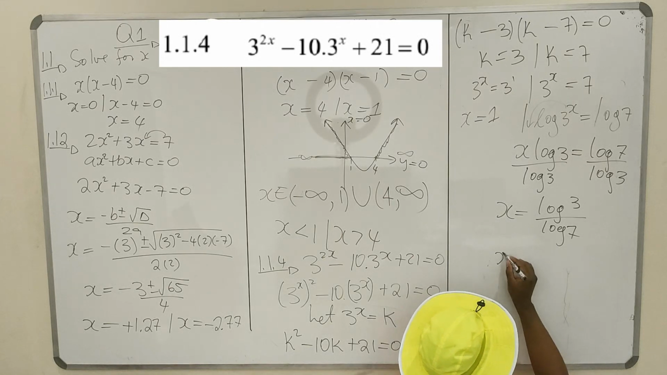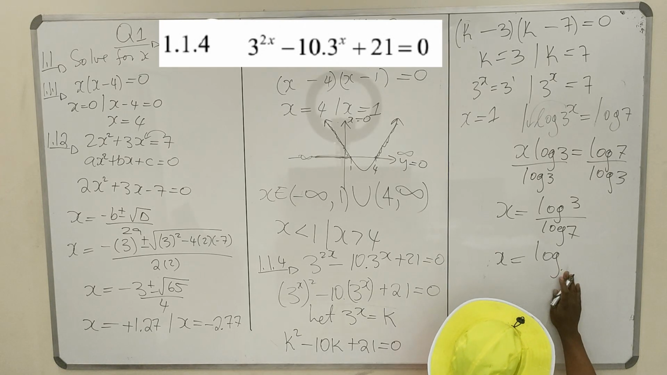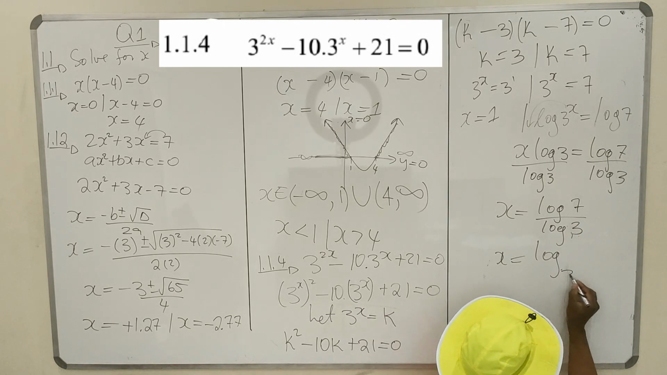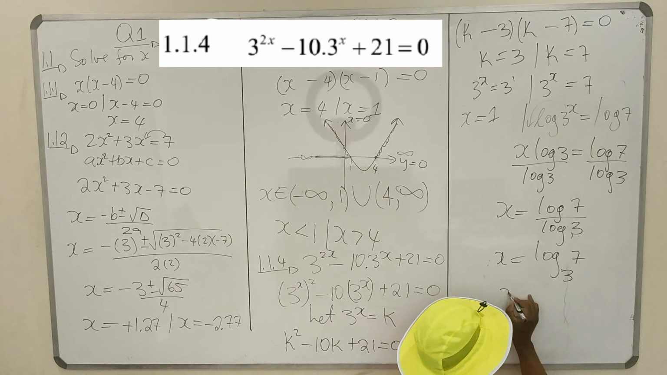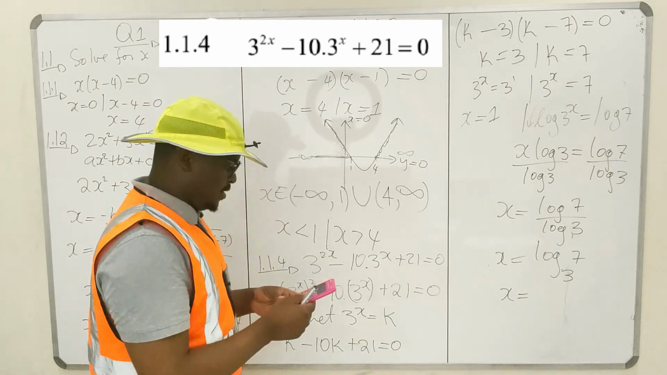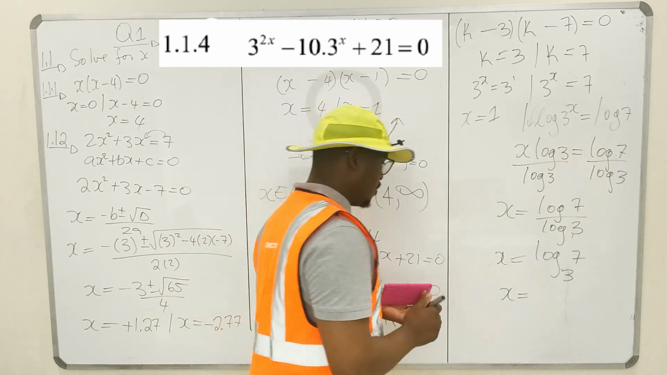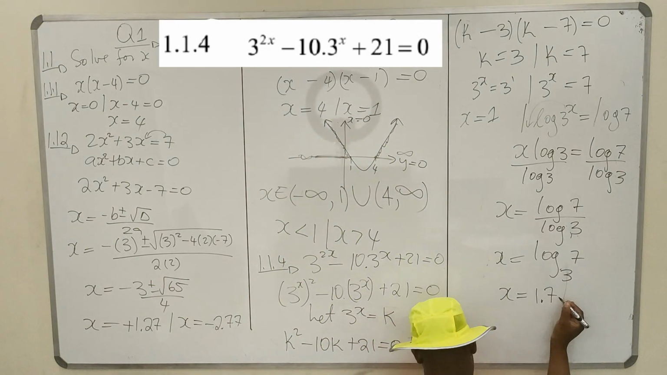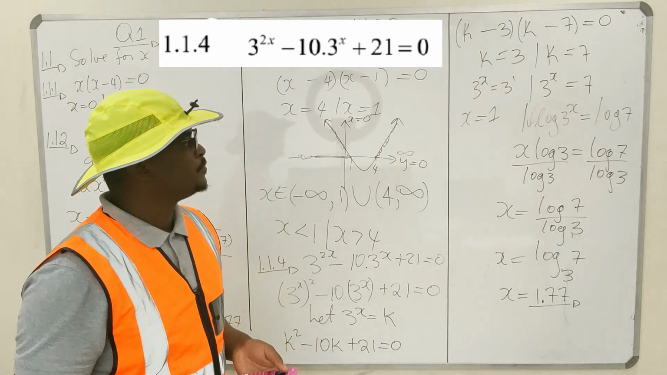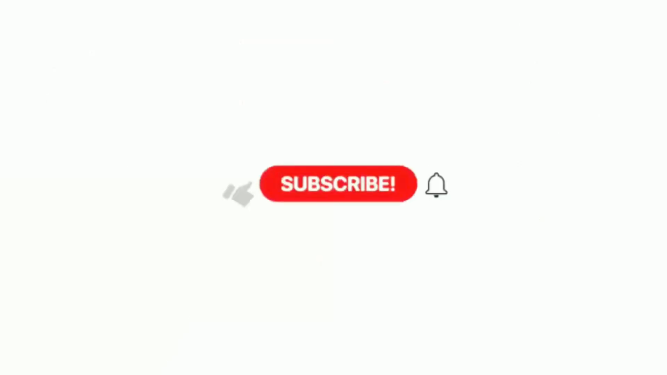Or if you want to be fancy, you can say x is equal to log, should be 7, should be 3 here. Log 7 base 3. So your x is equal to whatever the answer is here. Punch that, see what your answer will be. What is log 7 base 3? Your x is equal to 1.77. So these are the x values, both of them. So we're done with 1.1. Let's move on now.